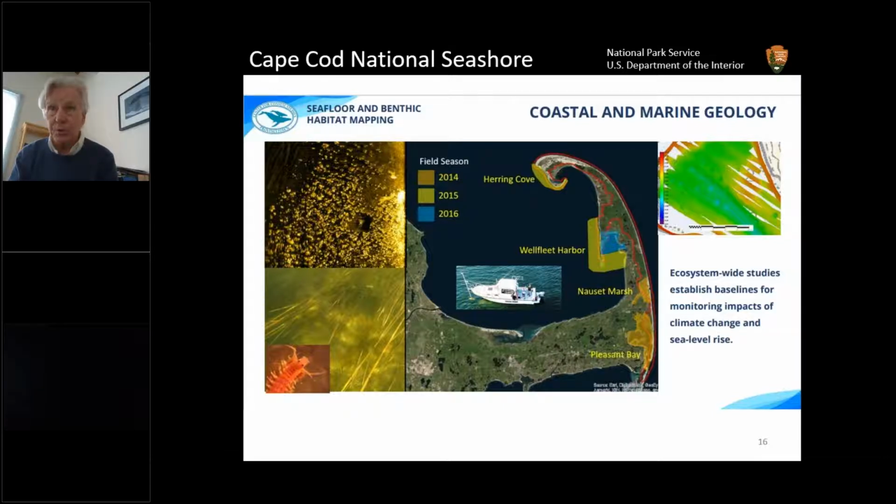The seashore's jurisdiction extends a quarter mile out underneath the ocean. So it's a lot of acreage, and it needs to be understood, especially in light of climate change and sea level rise that are and will be dramatically impacting this particular seashore. Next slide, please.